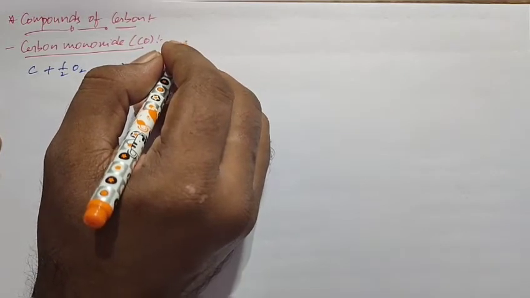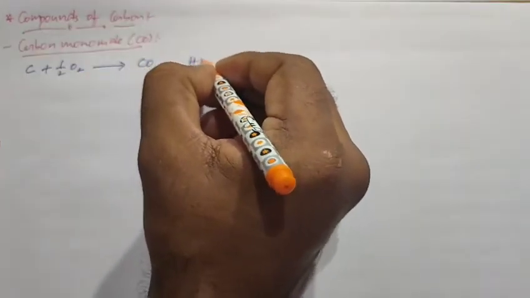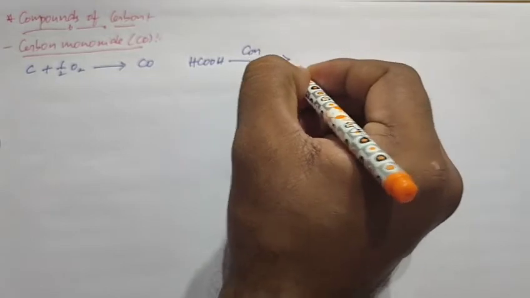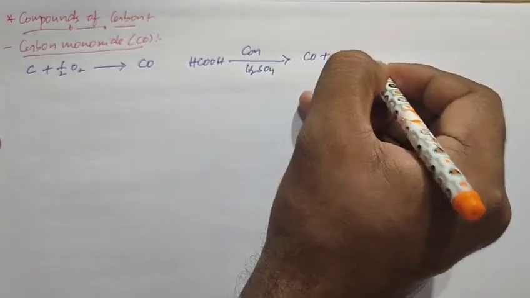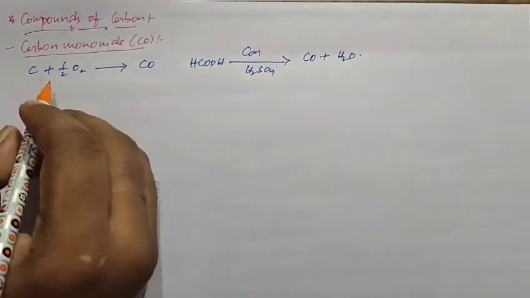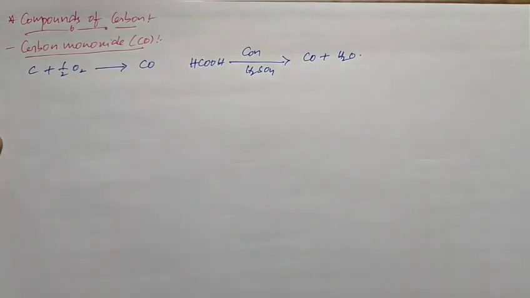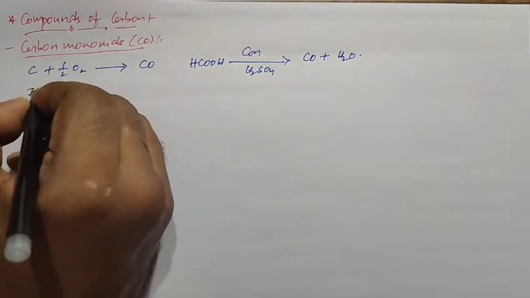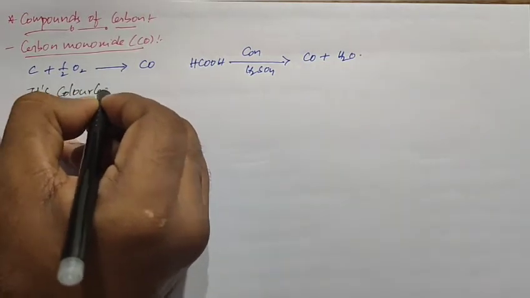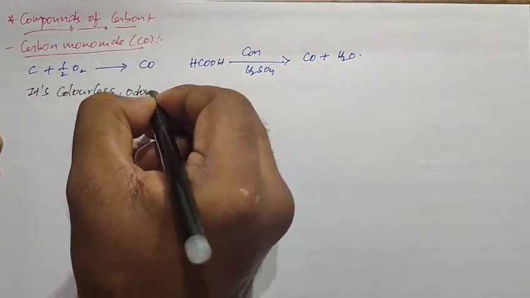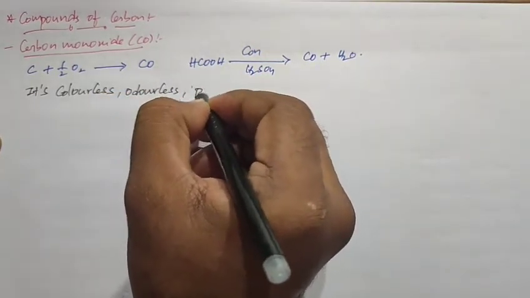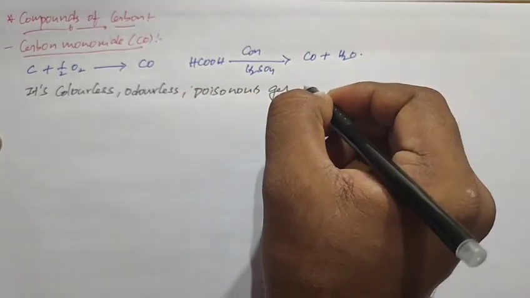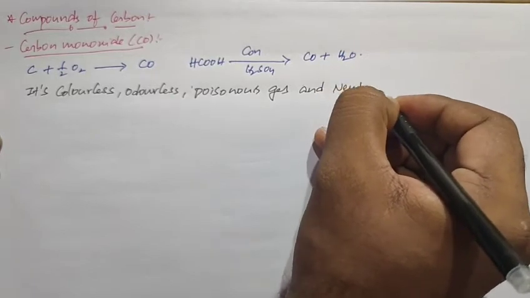And at the same time, when formic acid, HCOOH, reacts with concentrated H2SO4, it can form carbon monoxide and water. So there are some preparations of carbon monoxide. Carbon monoxide is a colorless, odorless, poisonous gas, and neutral in nature.